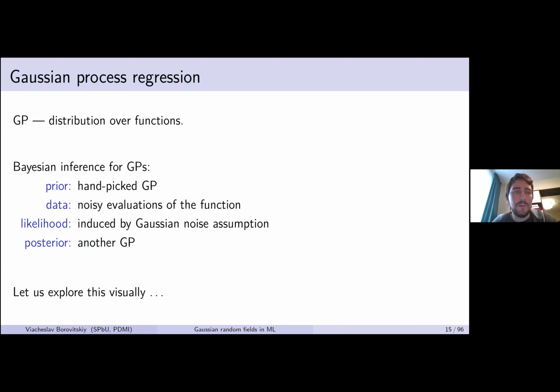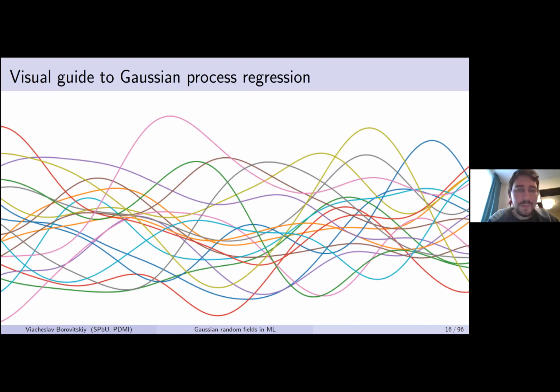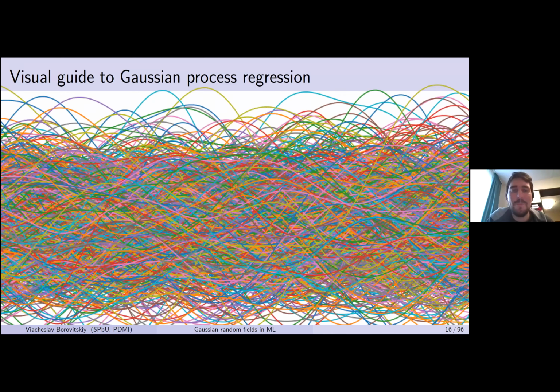Let us explore this pipeline visually. So in these slides, there are samples from the prior Gaussian process. As it is a distribution over functions, as we defined it, its samples are actual functions. And on this slide, every different color is a different sample of a Gaussian process. We can take many more of these samples here.